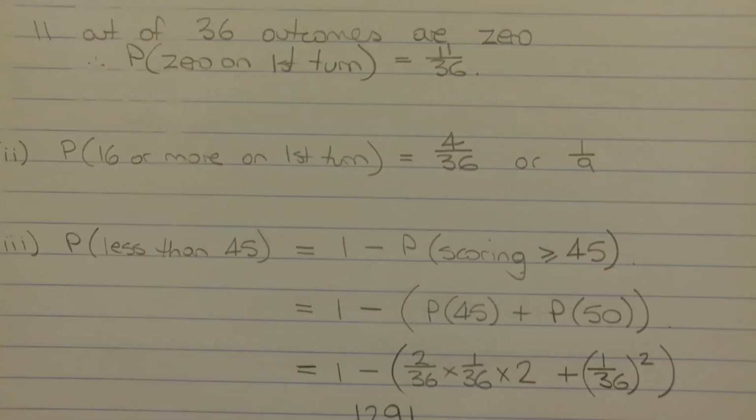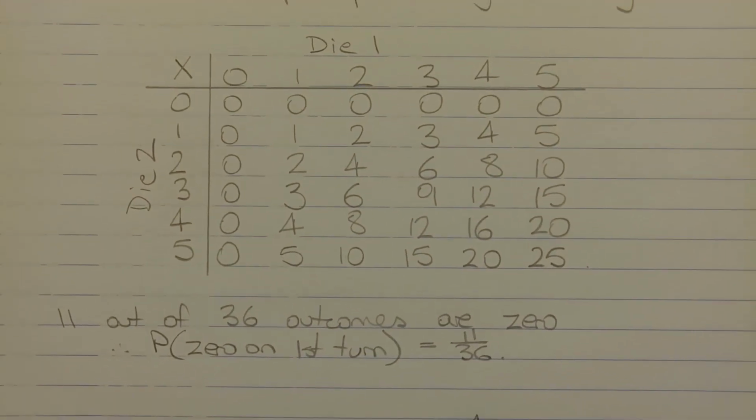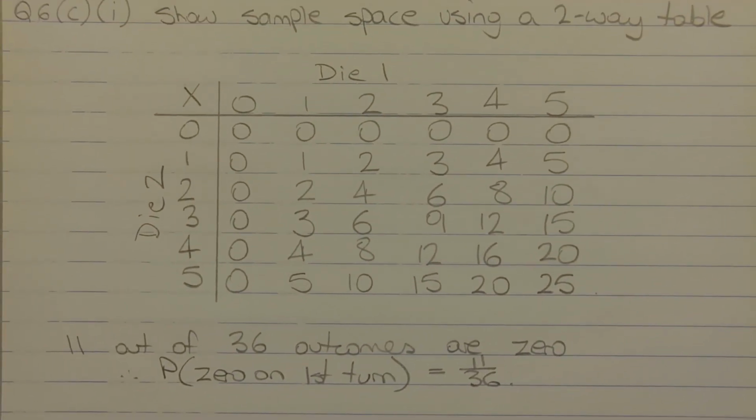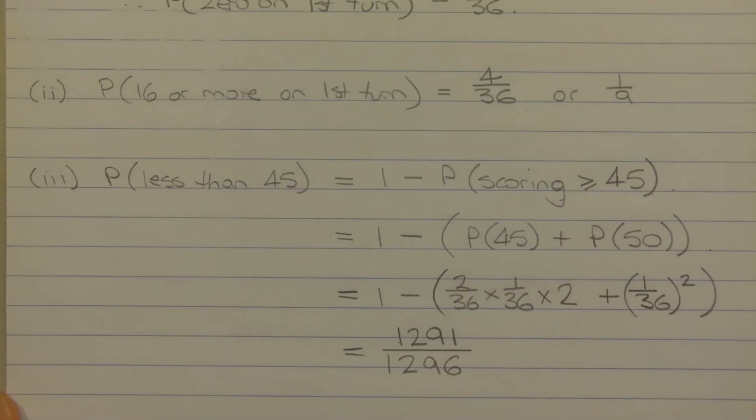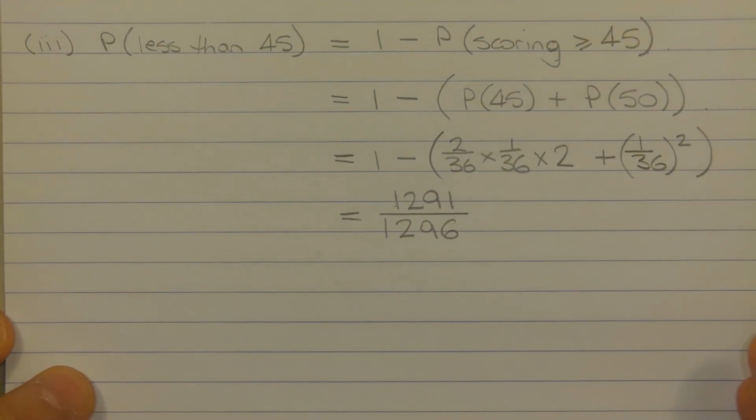Now, if we go back to our two-way table that we drew up in part 1, we want the scores that are greater than or equal to 45, and that's over 2 turns. The way we can get 45, we can get this 20 here and add it to the 25, which gives us 45. We can get this 20 here, adding it to the 25 to give us 45, or we can get two 25s to give us a total score of 50. So back to our solution.